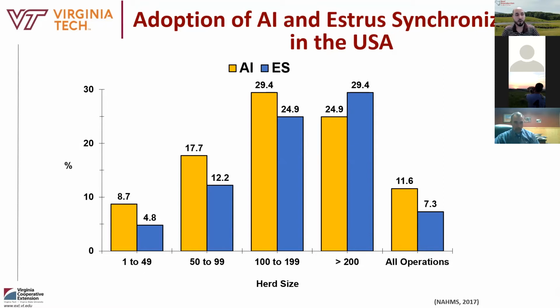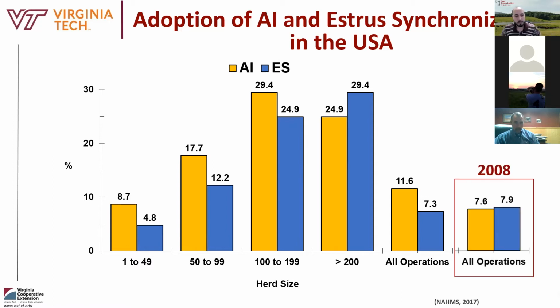And if we look at overall, only about 11% of the operations in the country are using AI, and 7.3% of them are doing it through estrus synchronization, right? And again, we understand, we've talked so much about the importance and the power of those technologies to really achieve reproductive efficiency, increase profitability, and so on. So there's definitely room to grow.